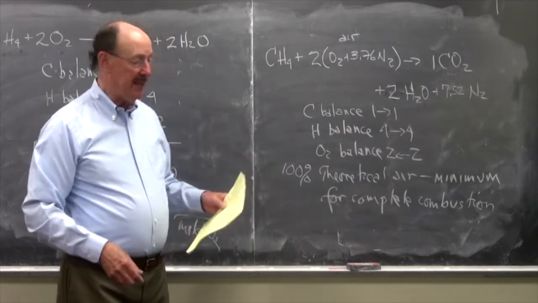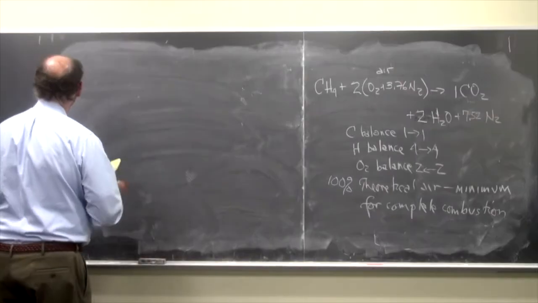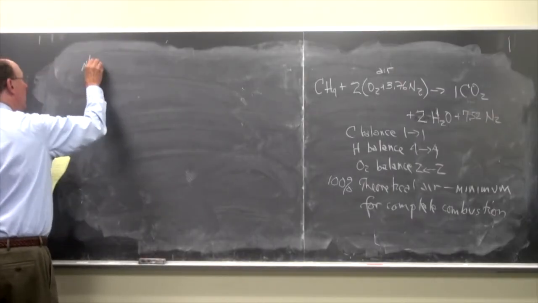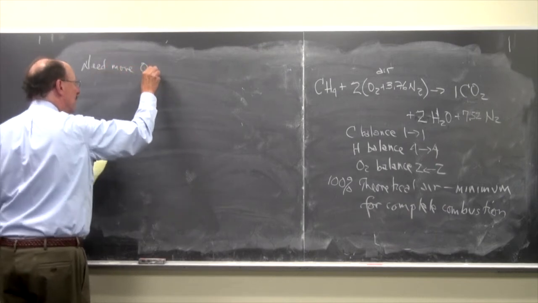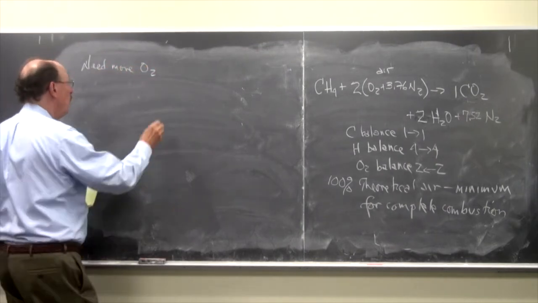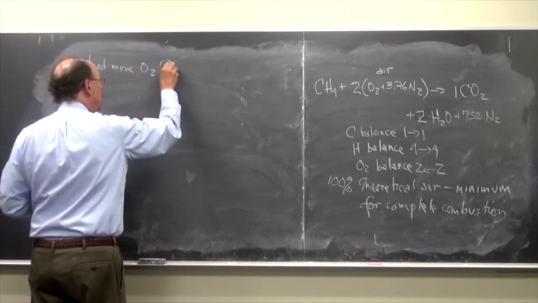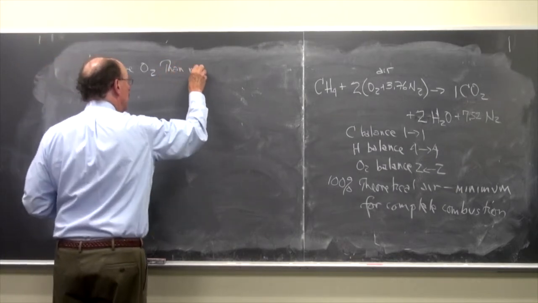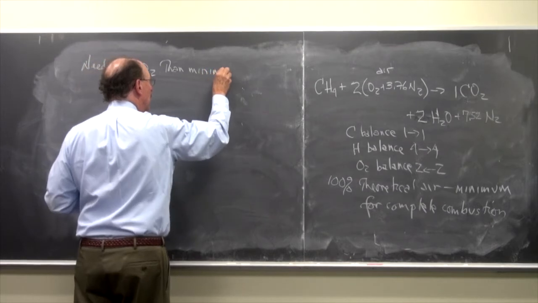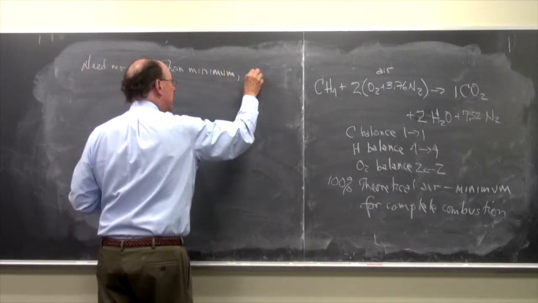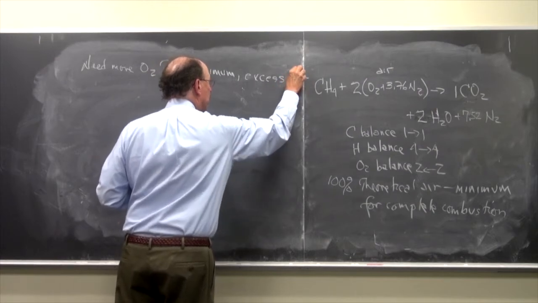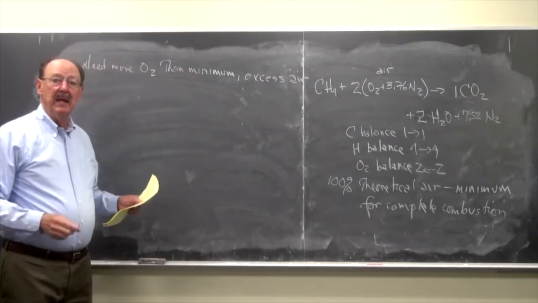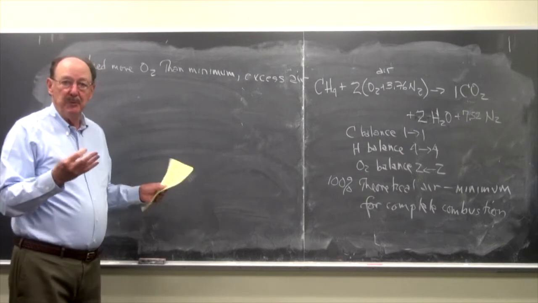And so this is called excess air. So we need more O2, really. It isn't the air we need, it's the oxygen. More O2 than minimum. So this is called excess, called excess air because that's where we get it from. Now, why is that? Why do we need more?